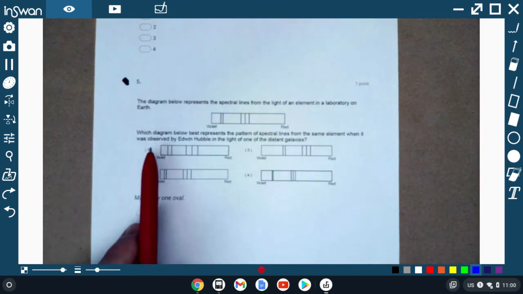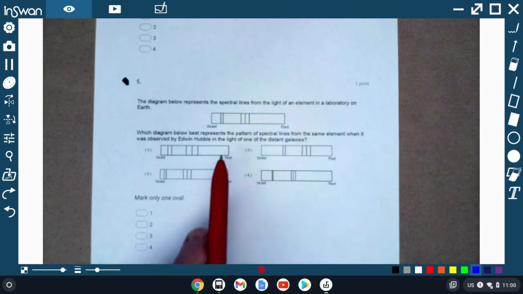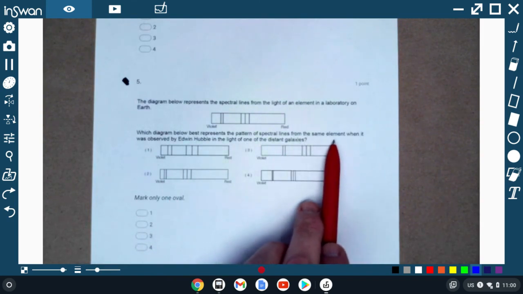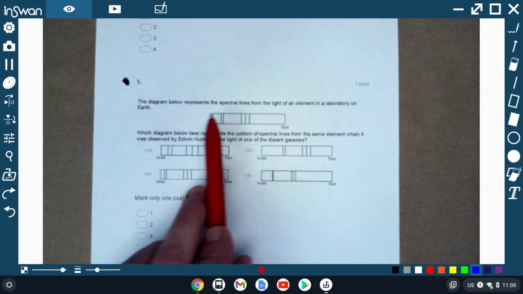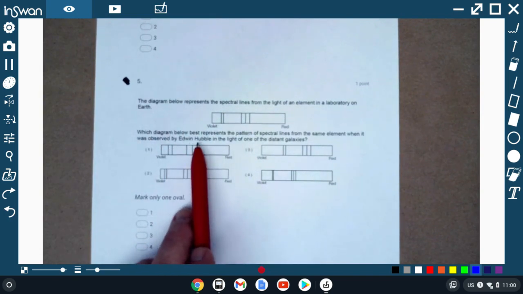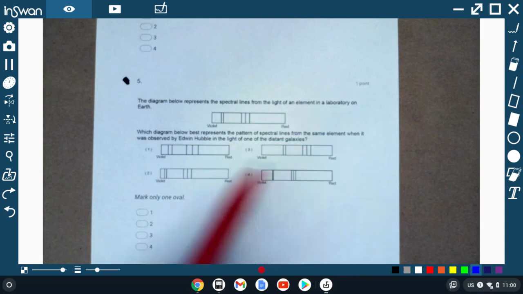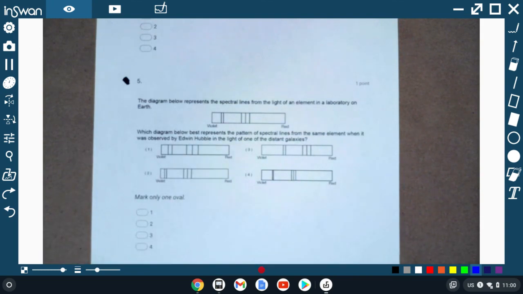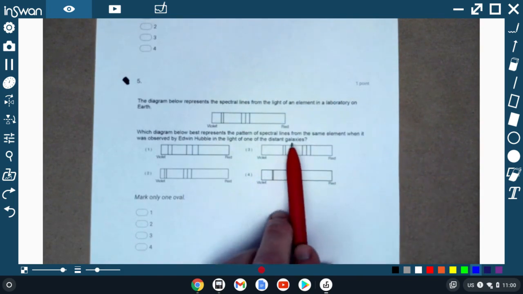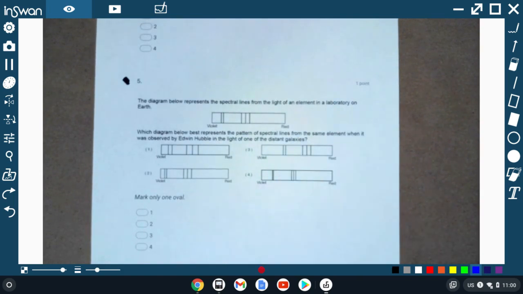Now the question is, which diagram below best represents the pattern of spectral lines from the same element when it was observed by the Edwin Hubble in the light of one of the distant galaxies? Now, you don't need to know what Edwin Hubble is. It's just a type of telescope. So you're looking out in outer space. We did talk about how all galaxies are moving away from each other because the universe is expanding. And when things move away from each other, their spectral lines get shifted towards the red end of the light spectrum. Well, let's look at our original diagram.